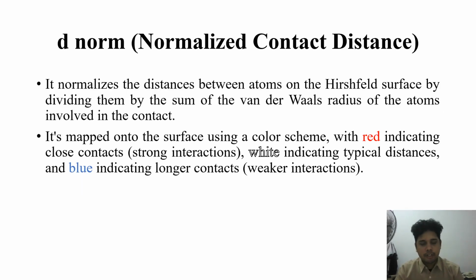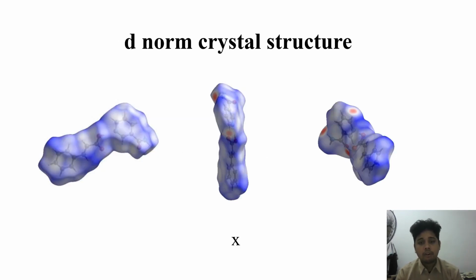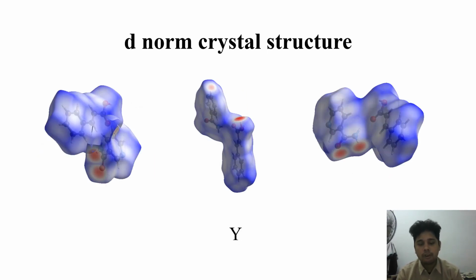For the crystal structure, first, we compare the normalized contact distance. It normalizes the distance between atoms on the Hirschfeld surface by dividing them by the sum of the van der Waals radii of the atoms involved in the contact. It is mapped onto the surface using a color scheme, with red indicating close contact, which means strong interaction, white indicating typical distance, and blue indicating longer contact, which means weaker interaction. Here is the dnorm for co-crystal X, and here is the dnorm for co-crystal Y.